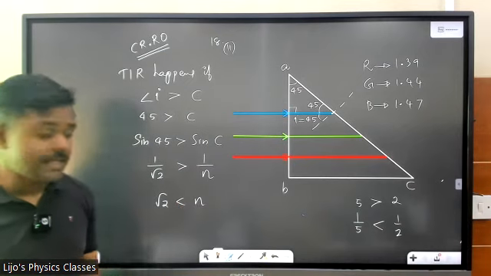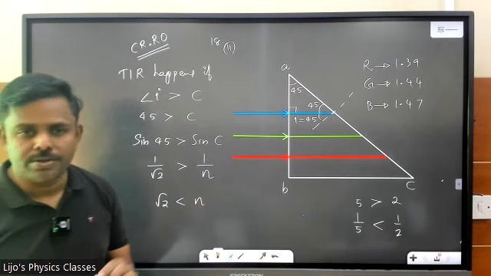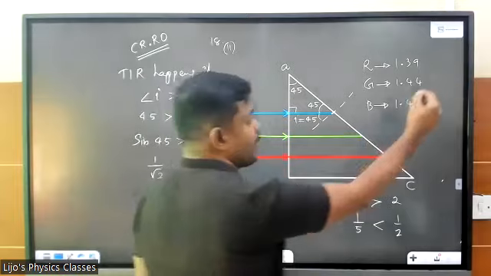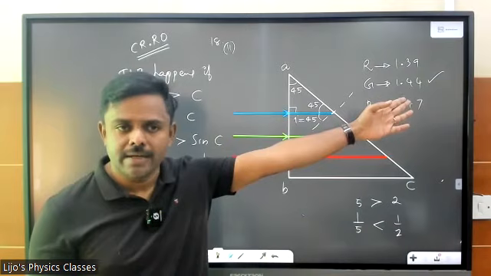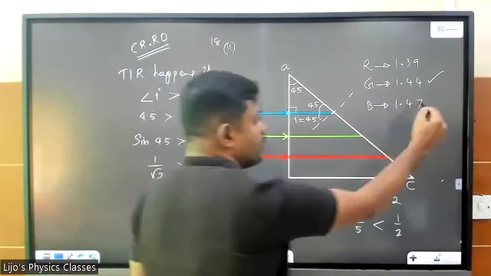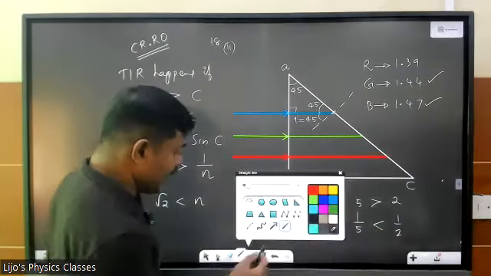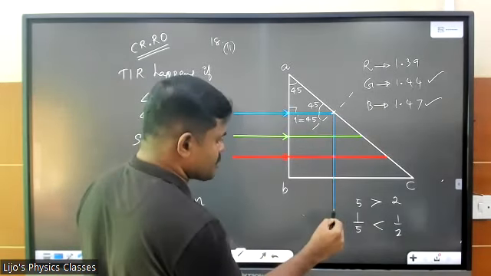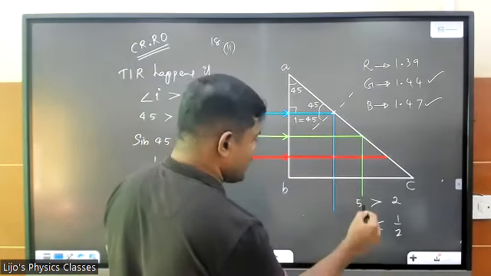So which colors will undergo TIR? The colors whose refractive index is greater than root 2. Root 2 is 1.414. Green's refractive index is greater than 1.414. Even blue's refractive index is greater than 1.414. So both those colors will undergo TIR. Blue will undergo TIR, so that will come straight down. Green will undergo TIR, and that also comes straight down like this.